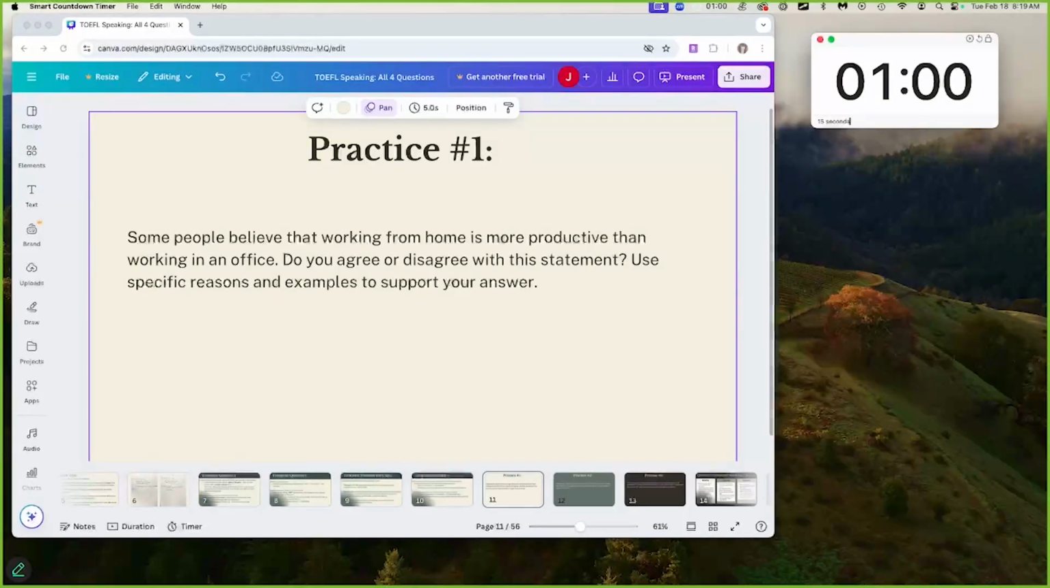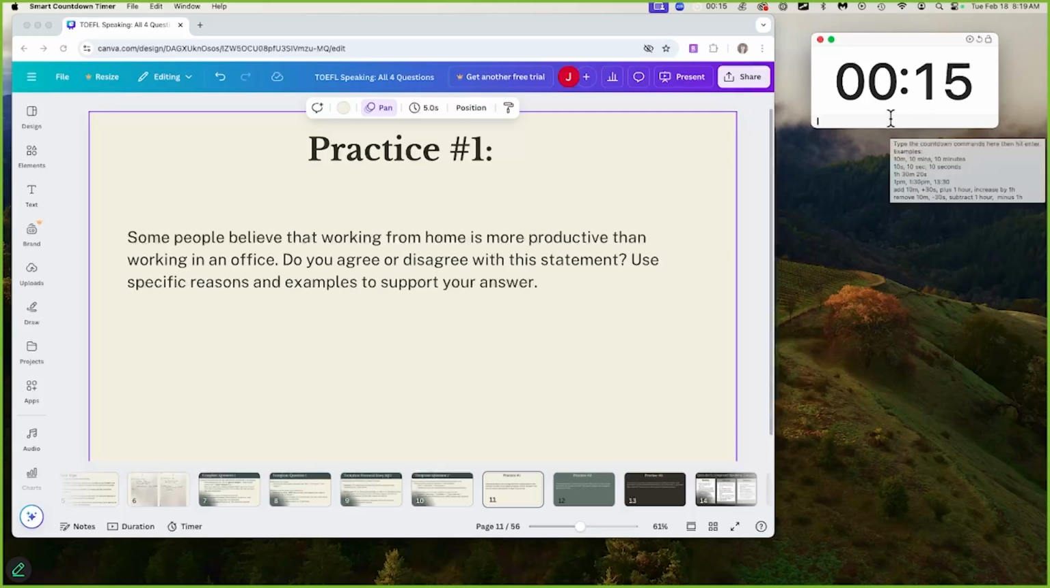Some people believe that working from home is more productive than working in an office. Do you agree or disagree with this statement? Use specific reasons and examples to support your answer. Okay, 15 seconds now. All right, stop reading and now begin talking.